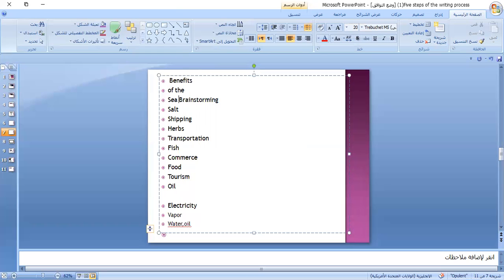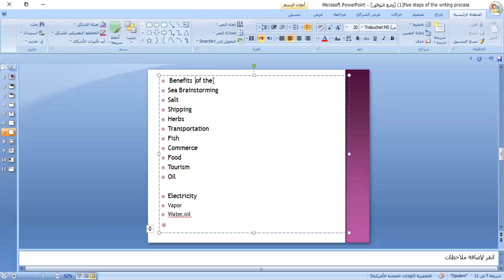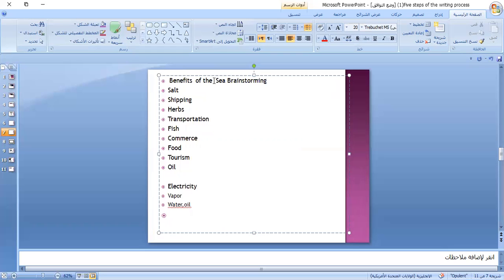But look at these ideas. Can you write about all of these ideas in one essay? Are these ideas related to each other? I say all are related to the main topic, which is advantages of the sea. But are they related to each other? Is commerce related to, for example, vapor? Is commerce related to vapor? Is salt related to transportation? Of course not. It's not.